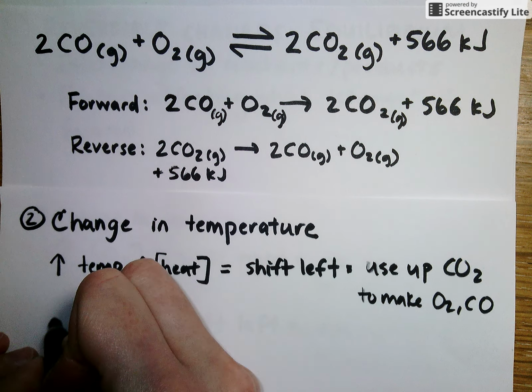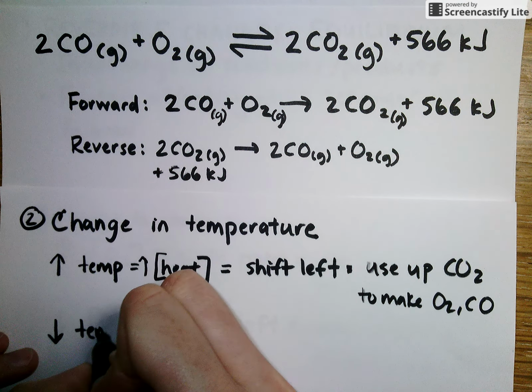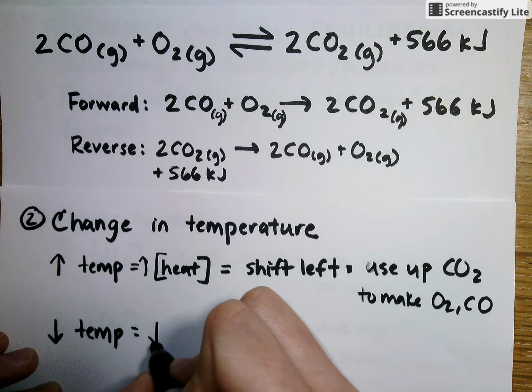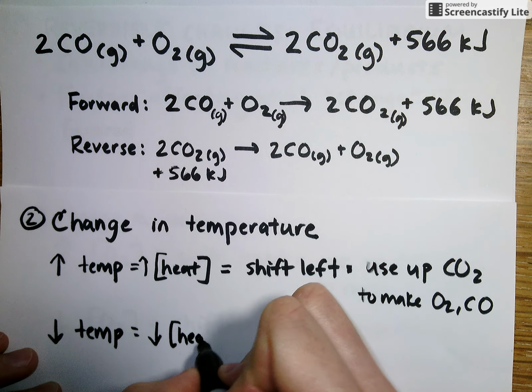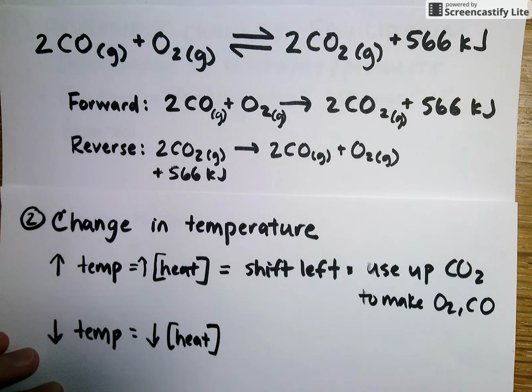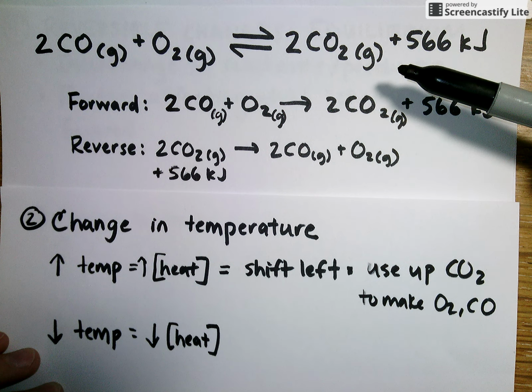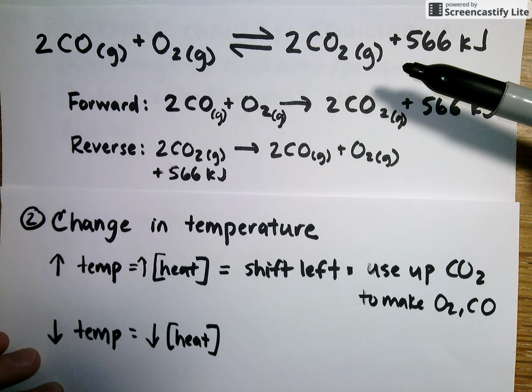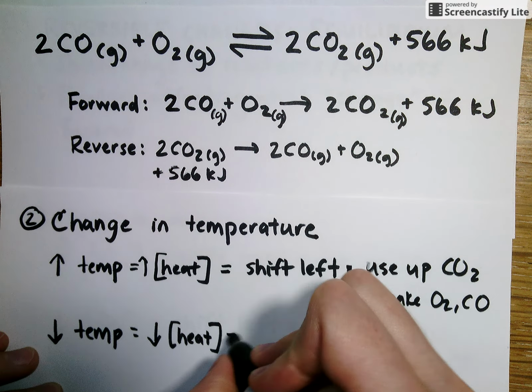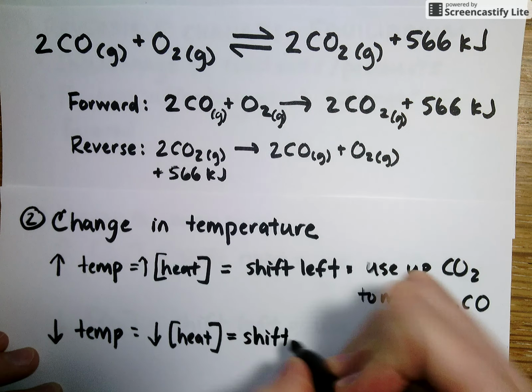The opposite is true if I decrease the temperature. That's kind of the same thing as decreasing the concentration of heat. So this reaction is going to try and replenish or refill that heat in order to get back to equilibrium. Taking that heat away makes the reactants want to make more products and produce more heat. So I see a shift to the right.